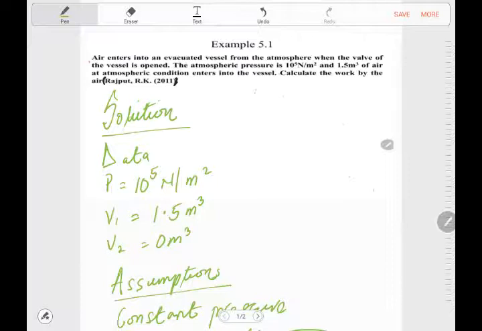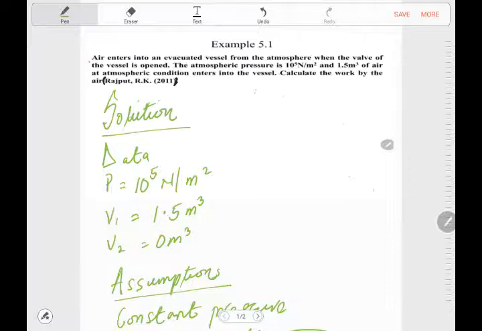Air enters into an evacuated vessel from the atmosphere when the valve of the vessel is open. The atmospheric pressure is 10 raised to power 5 Newton per meter square, and 1.5 meter cube of air at atmospheric condition enters into the vessel. Calculate the work done by the air. So we are asked to determine the work done by this air.